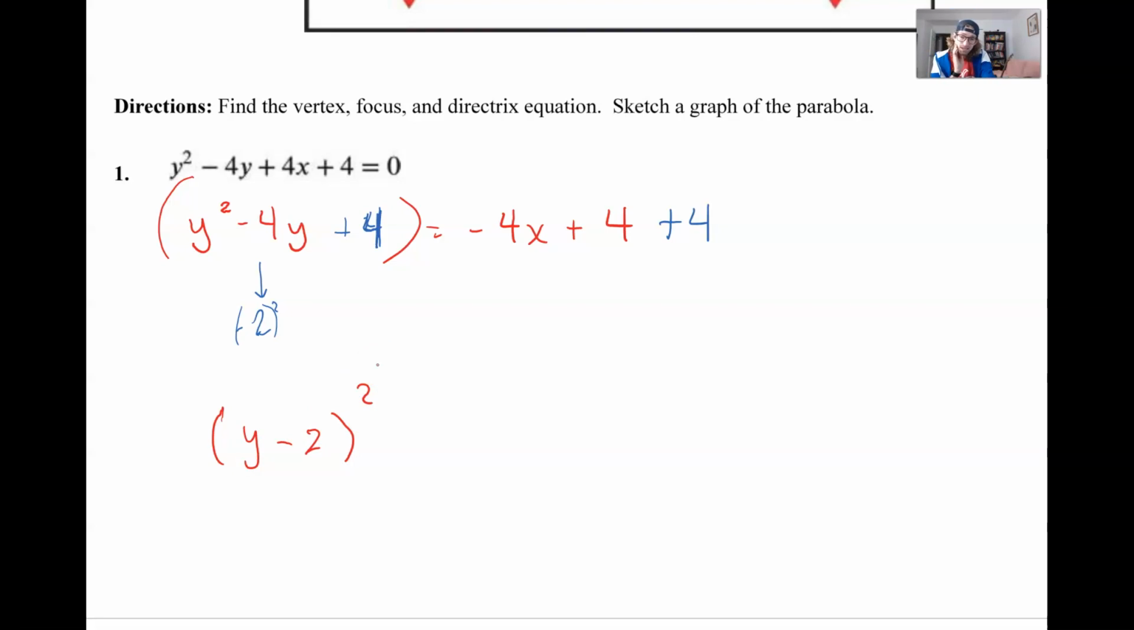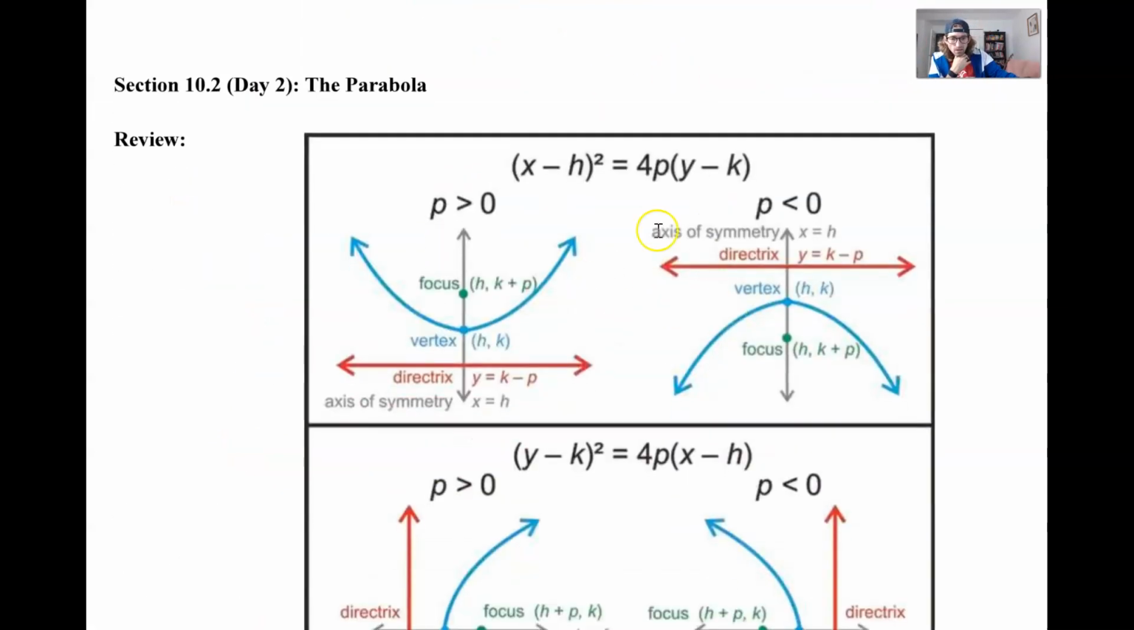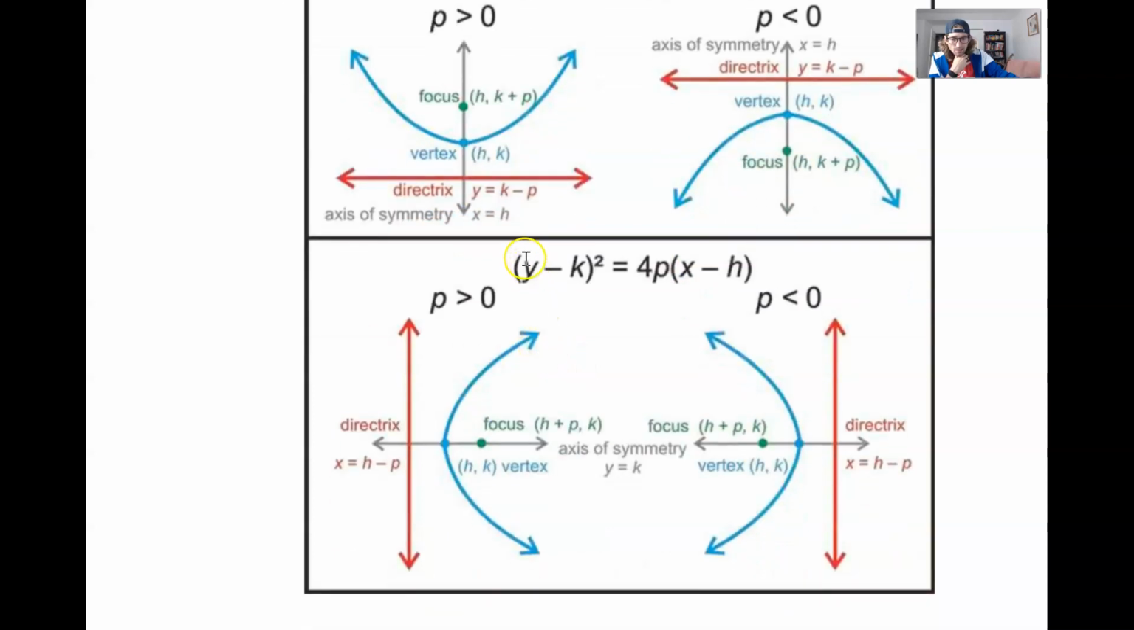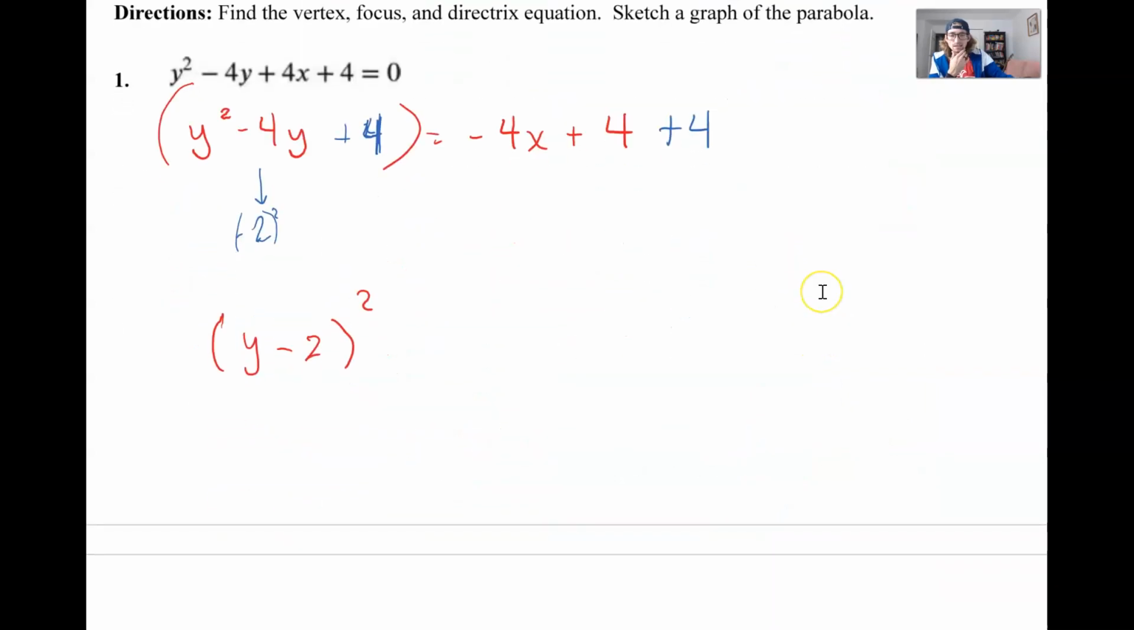Now on the other side, we're also going to want to write x in this parentheses-like notation so that it matches with our equations up here. In fact, it's going to match something similar to y minus k squared equals 4p times x minus h. Oh, someone should have called me out. That's supposed to be a minus. Sorry about that. Negative 4 plus 4, well, that's 0. So this is negative 4x plus 0.